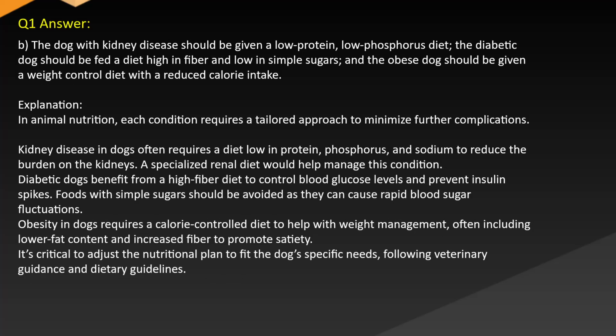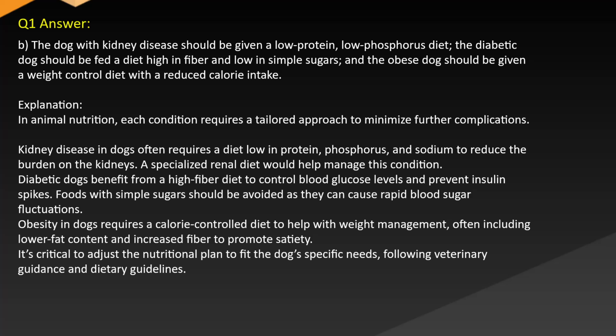Answer B. The dog with kidney disease should be given a low-protein, low-phosphorus diet, and the diabetic dog should be fed a diet high in fiber and low in simple sugars, and the obese dog should be given a weight control diet with a reduced calorie intake. Explanation: in animal nutrition, each condition requires a tailored approach to minimize further complications.